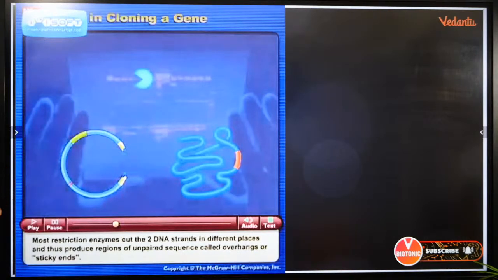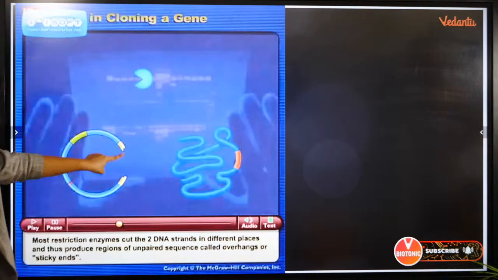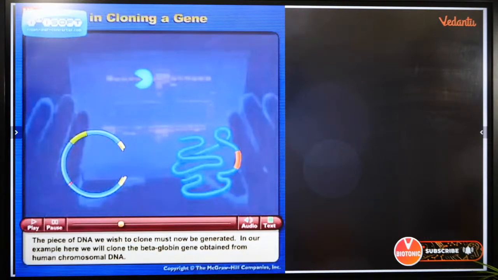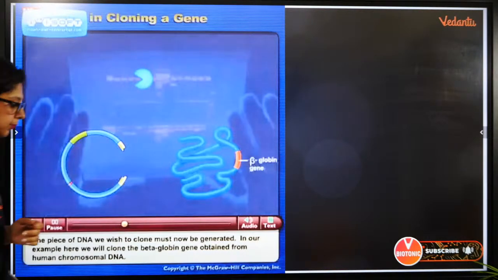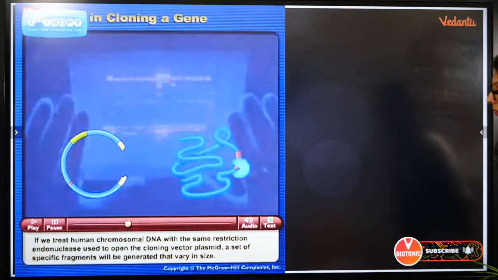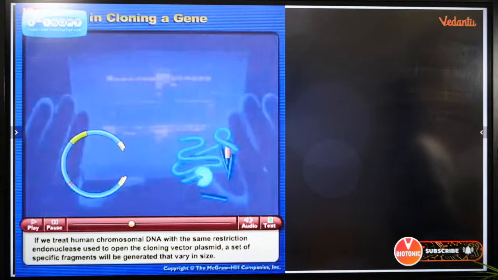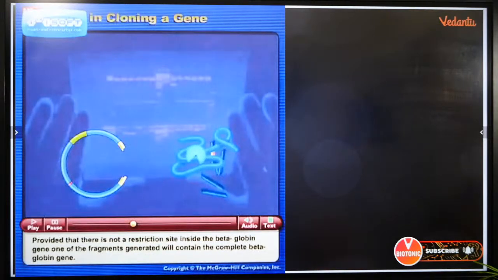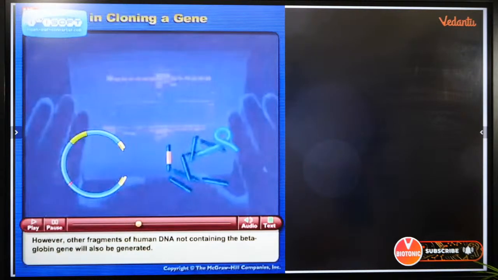Most restriction enzymes cut the two DNA strands in different places and thus produce regions of unpaired sequence called sticky ends, so it will be complementary to that. The piece of DNA we wish to clone must now be generated. In our example here, we will clone the beta-globin gene obtained from human chromosomal DNA. If we treat human chromosomal DNA with the same restriction endonuclease used to open the cloning vector plasmid, a set of specific fragments will be generated that vary in size. Provided there is not a restriction site inside the beta-globin gene, one of the fragments generated will contain the complete beta-globin gene. However, other fragments of human DNA not containing the beta-globin gene will also be generated.